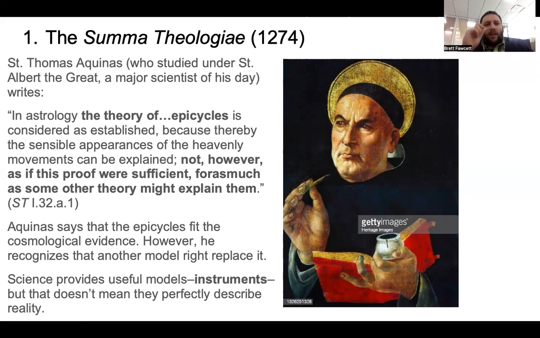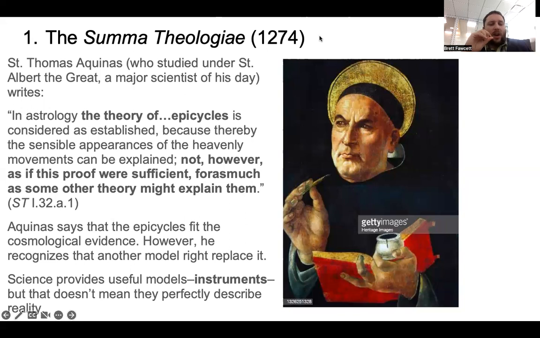And Aquinas writes that in astrology, of course, back then astrology and astronomy were not sharply distinguished, the theory of epicycles is considered as established because thereby the sensible appearances of the heavenly movements can be explained. Okay, so we can explain what we see in the heavens using the theory of the epicycles. Not, however, as if this proof were sufficient, for as much as some other theory might explain them. So Aquinas recognizes the epicycles fit all the cosmological evidence, but he recognizes that another model might replace it, might explain the phenomena better.